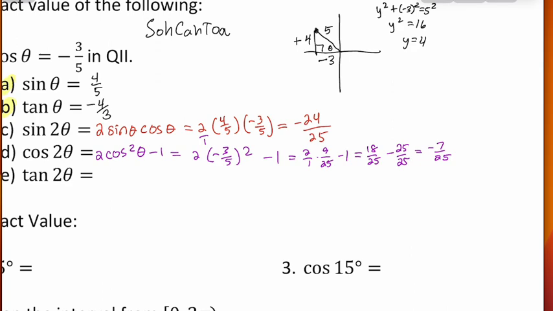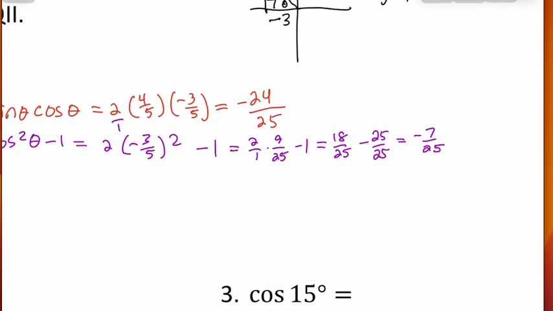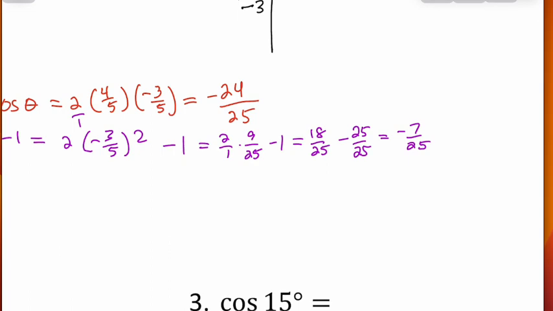So that is your answer for the cosine of 2 theta. So just watch how you deal with your fractions. So that's that.